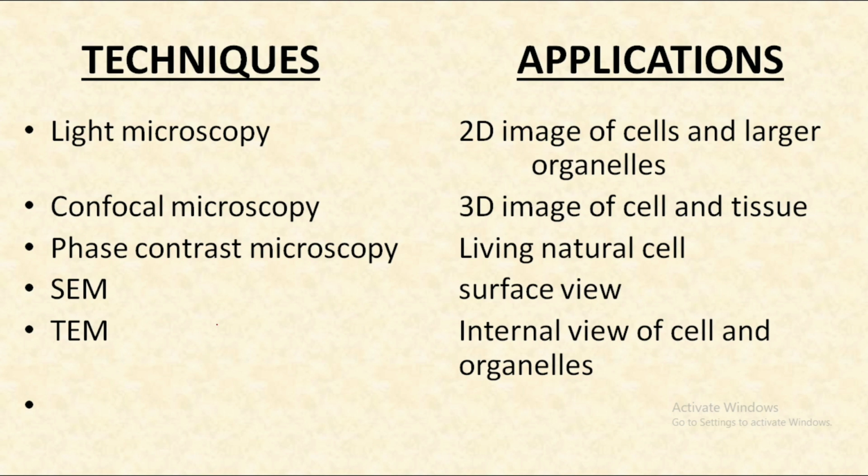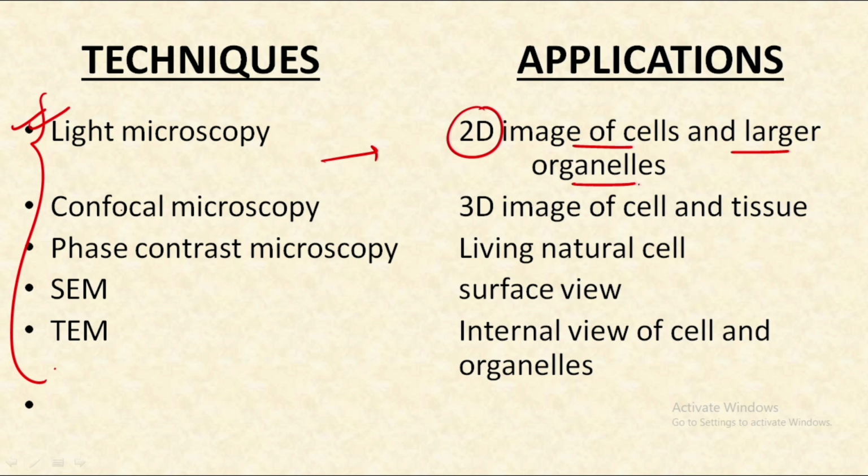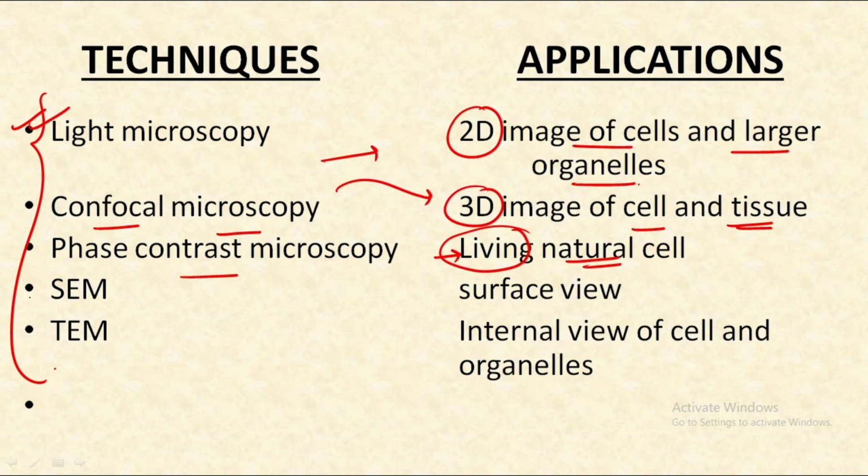Let's move forward and understand about the various microscopies. So the first one is the light microscopy, which is used for the 2D image of the cells and the larger organelles. The confocal microscopy is mainly used for the 3D image of the cells and the tissues. Phase contrast microscopy is mainly used for analyzing the living natural cells. Then we have SEM and TEM.